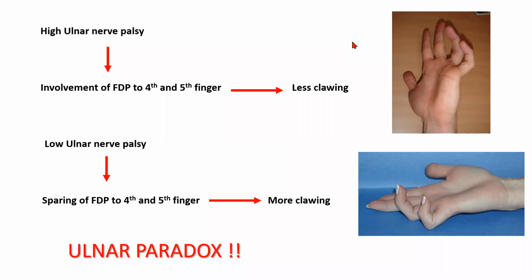This action is caused by the dorsal interossei to this finger. The F2 abduction is by the dorsal interossei to the index finger. That muscle is supplied by the ulnar nerve. That is why this is lost. Fine. Thank you.